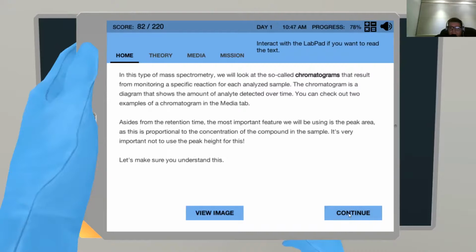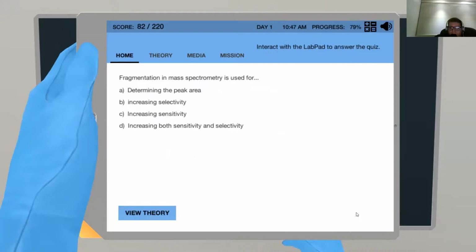In this type of mass spectrometry, we will look at the so-called chromatograms that result from fragmentation in mass spectrometry is used for.